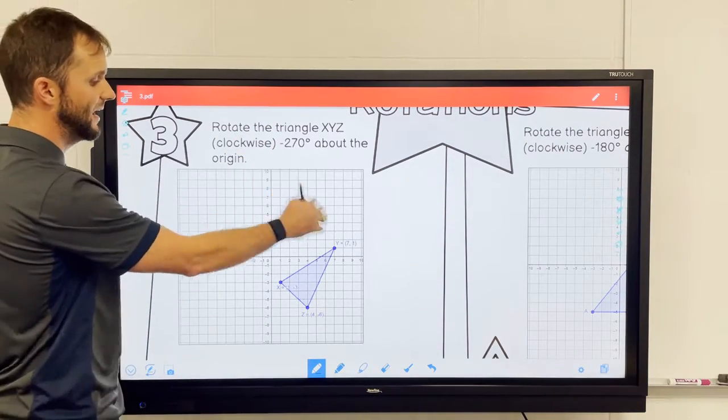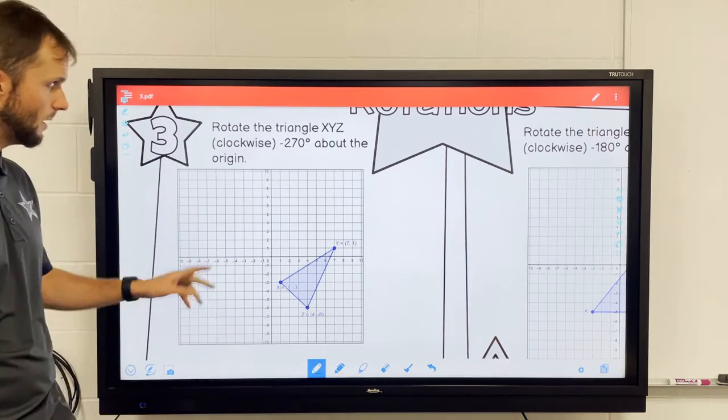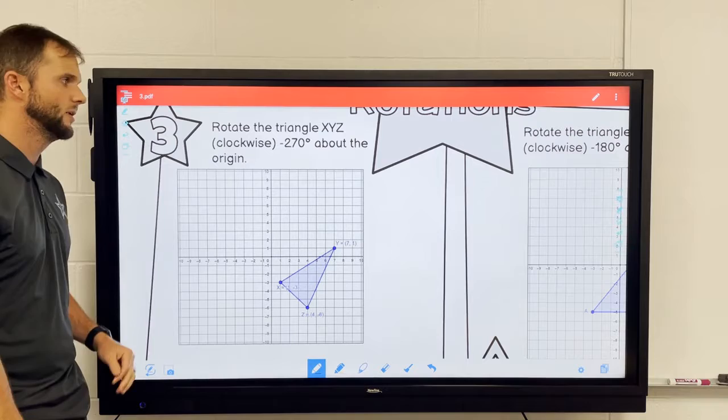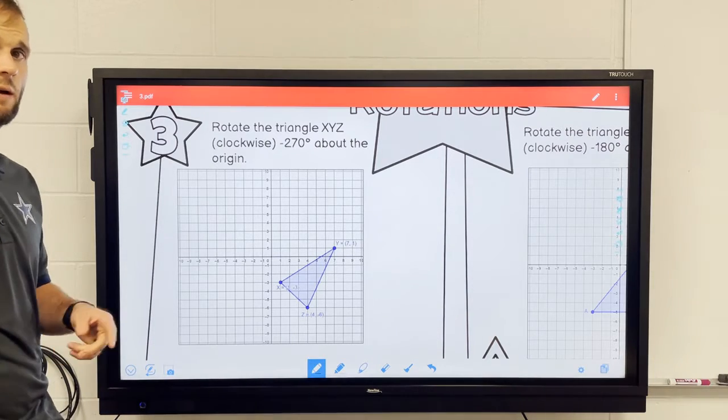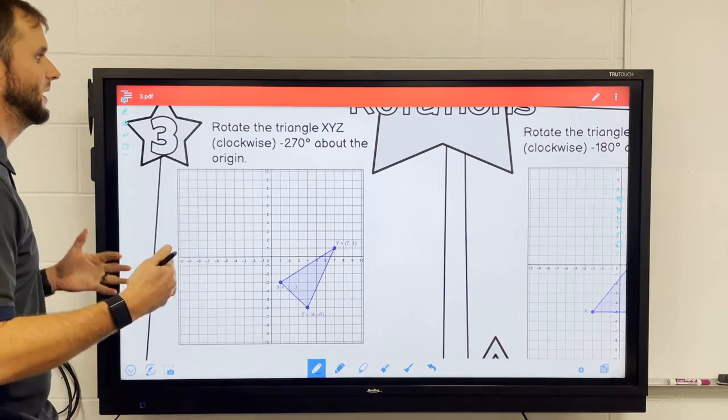So remember, if you see that negative sign, it's going to be clockwise, meaning we're going with the clock, okay? About the origin. So I'm going to do one point by counting, and then I'm going to do the other two points using the rules here. So let's go ahead and think about this.